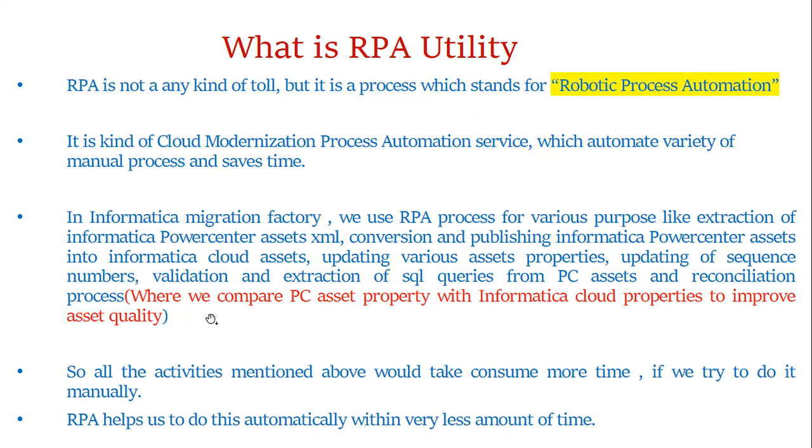The reconciliation process is where we compare the Power Center asset properties with the properties of the Informatica cloud assets. Then we get the result of that comparison, showing which properties are matching and which are not. So reconciliation is simply the process of comparing the PC asset with the Informatica cloud asset, getting information about the quality of the asset, and accordingly making changes where the properties are not matching.